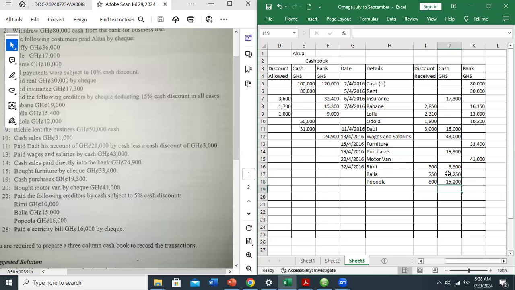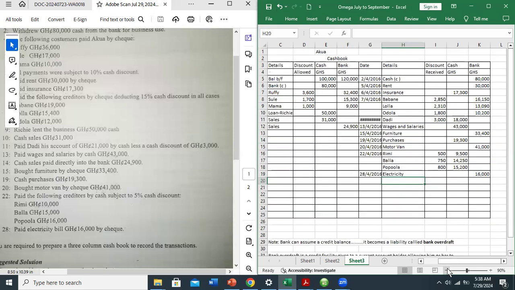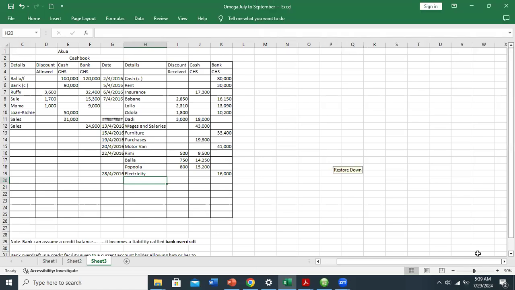And then we'll move on to the last one, which is paid electricity bill by check. So that's on the 28th. We paid electricity by check. So that'll go on the bank, 16,000. And that is all. You are done. So what is left is for you to balance your cash book.